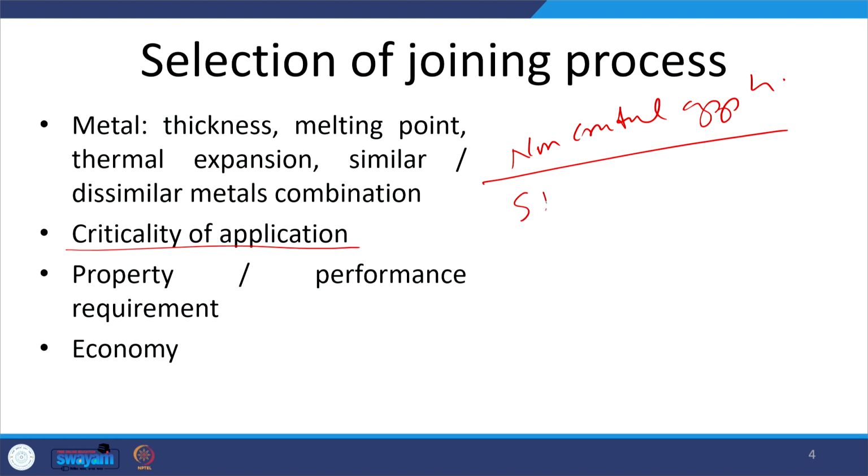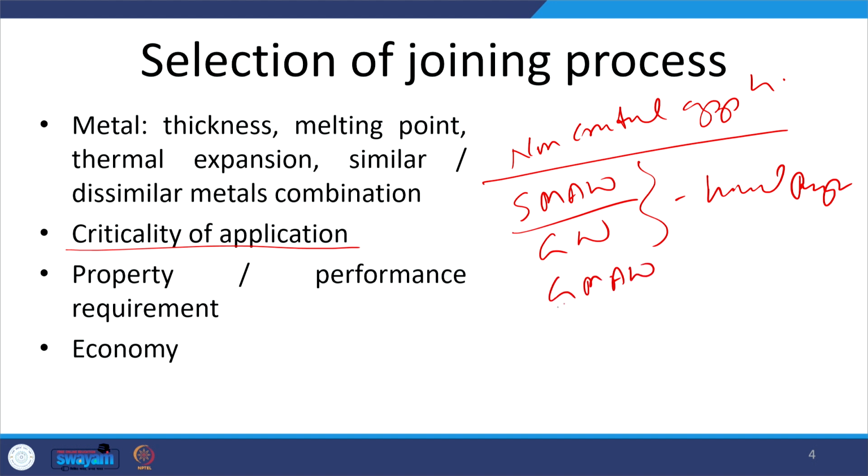So shielded metal arc welding and gas welding are used for general purposes. But if we need a little better industrial quality weld joints for good performance, then we can go for the gas metal arc welding or submerged arc welding process.